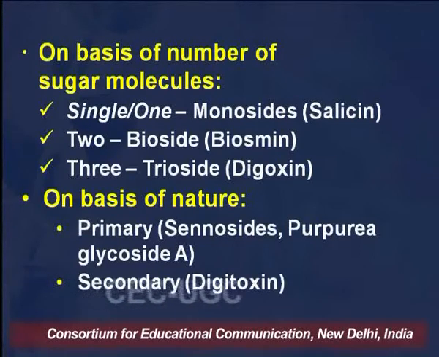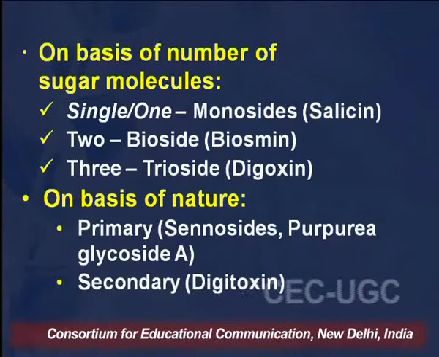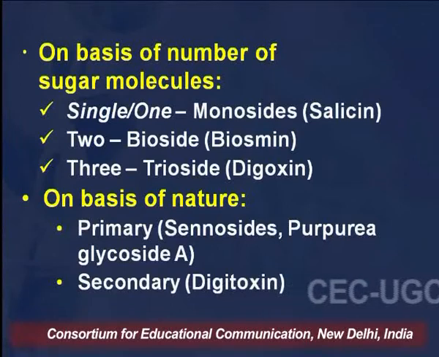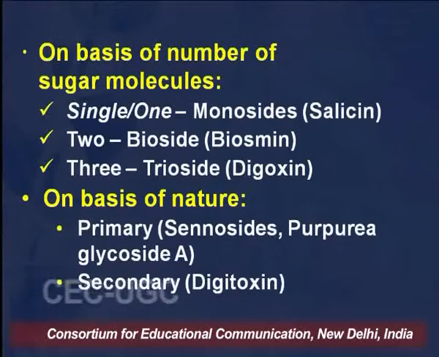Digitoxin in the plant digitalis is produced when purpurea glycoside A undergoes hydrolysis by the purpurase enzyme that is present in the digitalis. This enzyme basically hydrolyzes the primary glycoside, purpurea glycoside A, to give rise to the secondary glycoside, which is digitoxin. Now this digitoxin further undergoes a series of hydrolysis reactions to give rise to the aglycone moiety and the sugar molecules that are attached to digitoxin. So this was how these glycosides are classified.